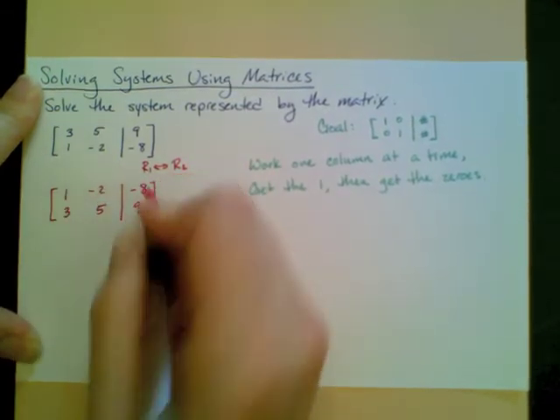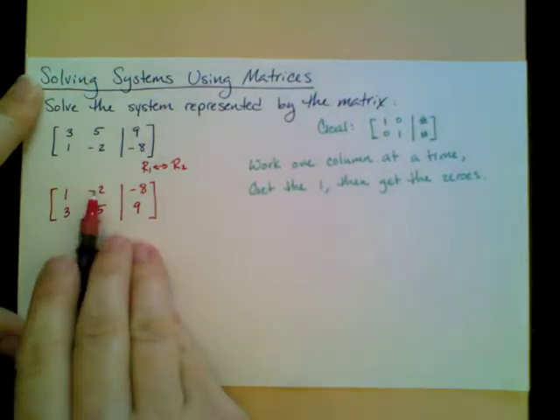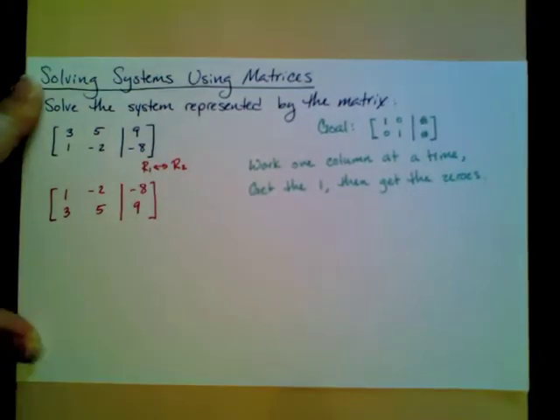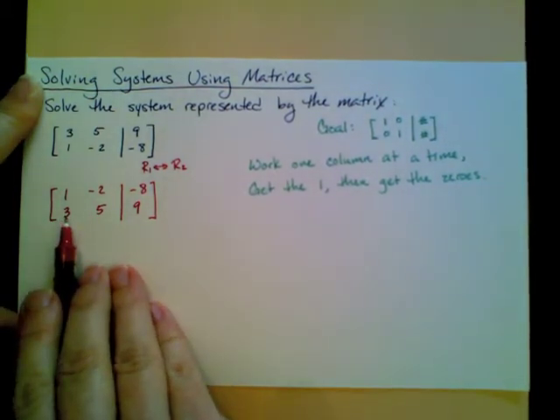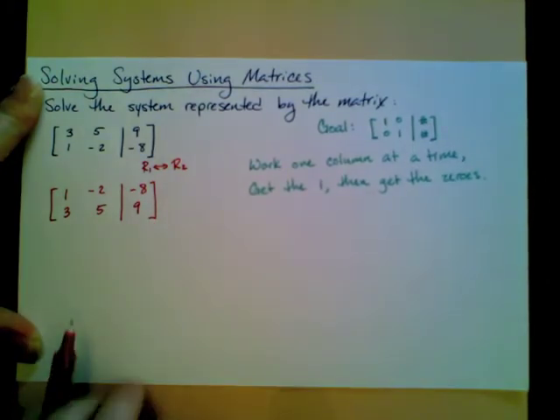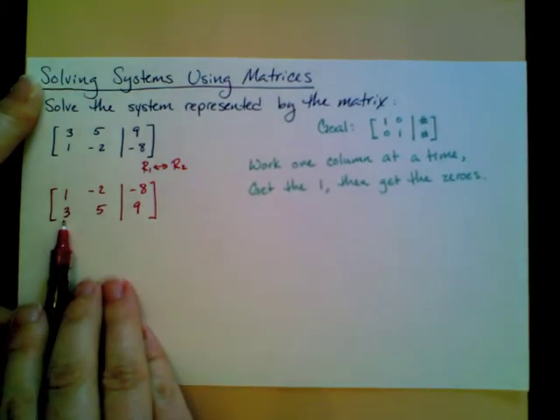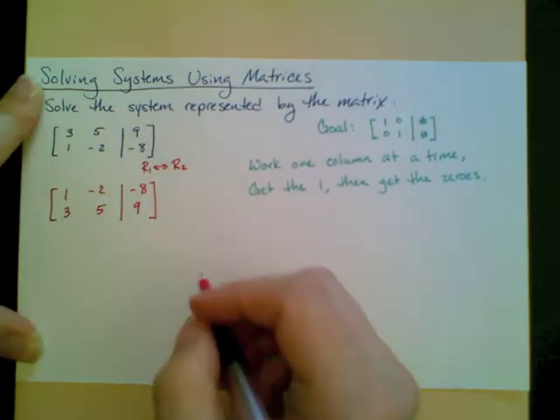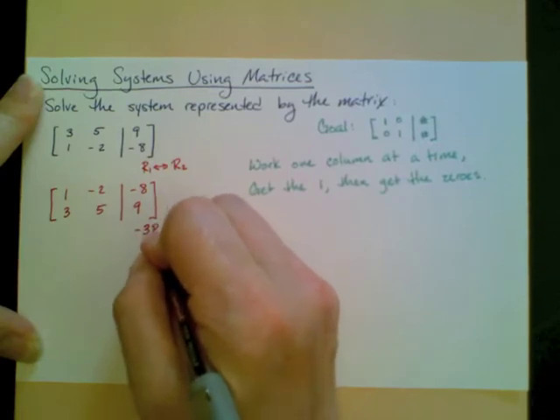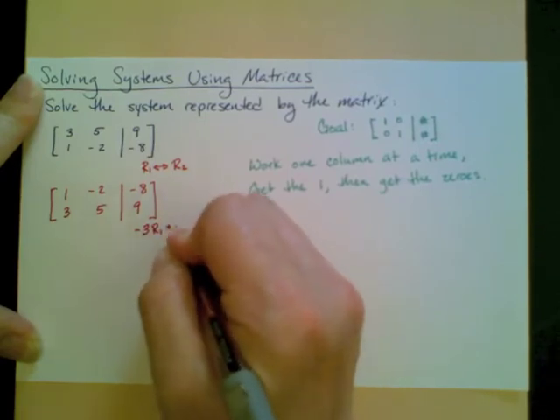And so now row 1 is 1, negative 2, negative 8, and row 2 is 3, 5, 9. They've simply swapped positions. So I have my 1 where I want it. Next, I want to get the 0. I need to change 3 into a 0. Remember, you're not allowed to multiply a row by 0 because that would just wipe it out entirely. What I need to do is add in a negative 3. And the way that I'm going to get that negative 3 is negative 3 times row 1 plus row 2.